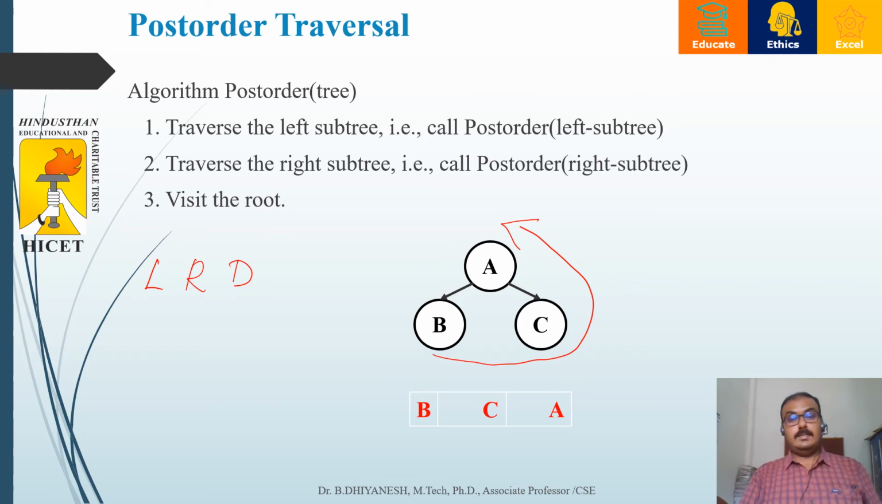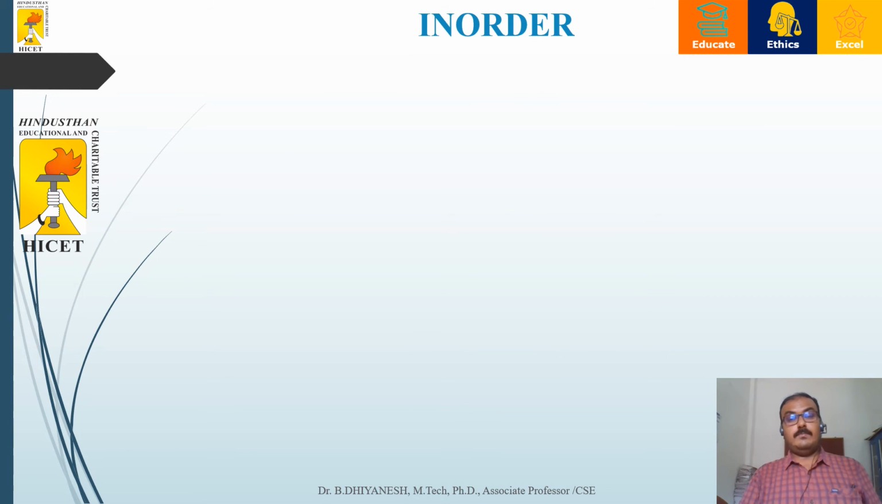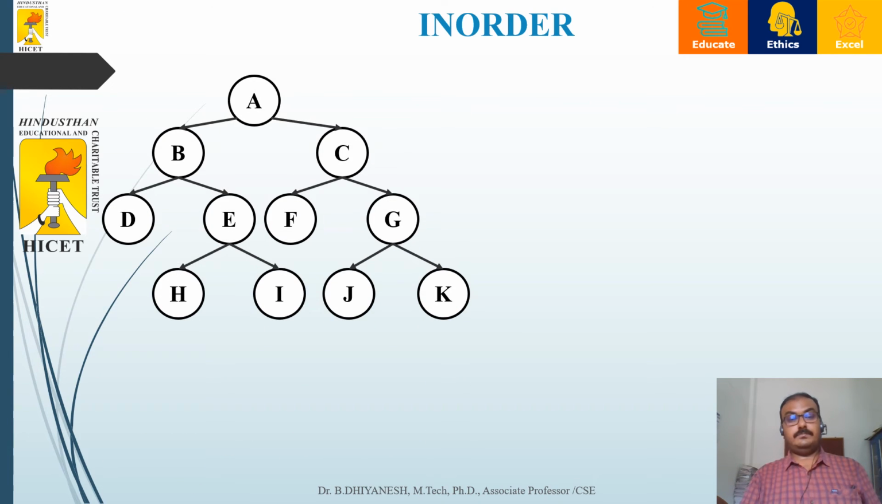So this is a small example. Let me go for a deeper example. In-order traversal: how to visit this? Our in-order traversal formula is left, root and right, LDR. Let me start from the lowest level, the last level subtree. Whenever we solve this, we need to solve it subtree-wise. So this is the first subtree we need to solve.